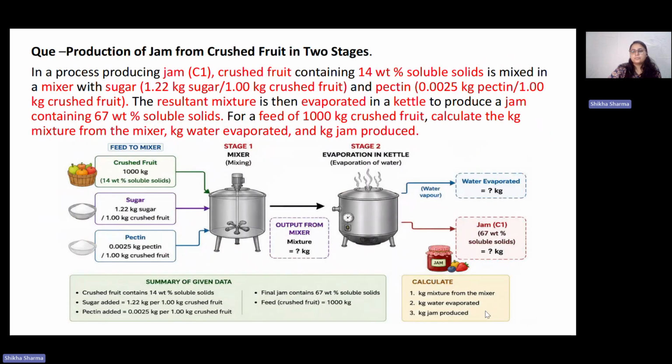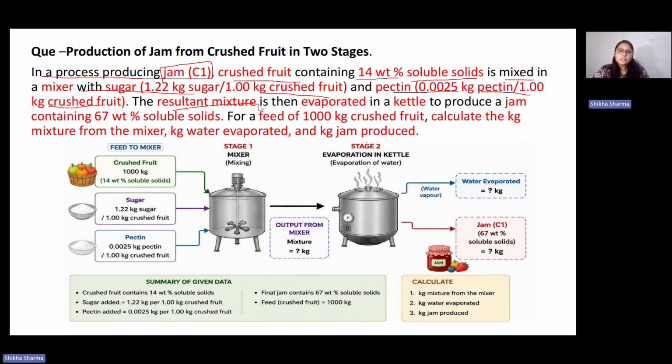We have this next question, which is about the production of jam from crushed fruits in 2 stages. So in a process which is producing jam, C1, crushed fruits around 14% of weight soluble solids is mixed in a mixture with sugars around 1.22 kg sugar per 1 kg crushed fruits, and the pectin is around 0.0025 kg pectin per 1 kg of the crushed fruits.